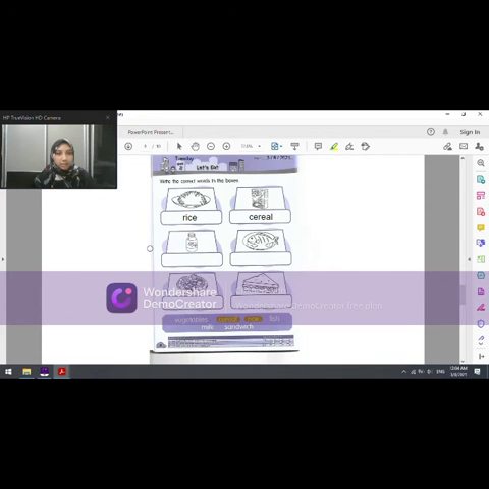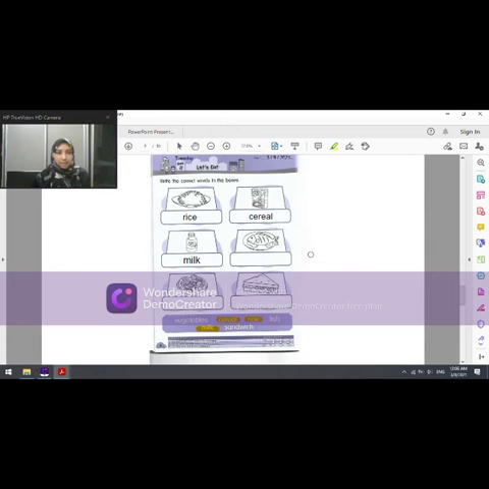Next, third picture. What is this? This is a bottle of milk. Right, so this is the word. This is how to spell milk. M-I-L-K. Write down the word in this box.